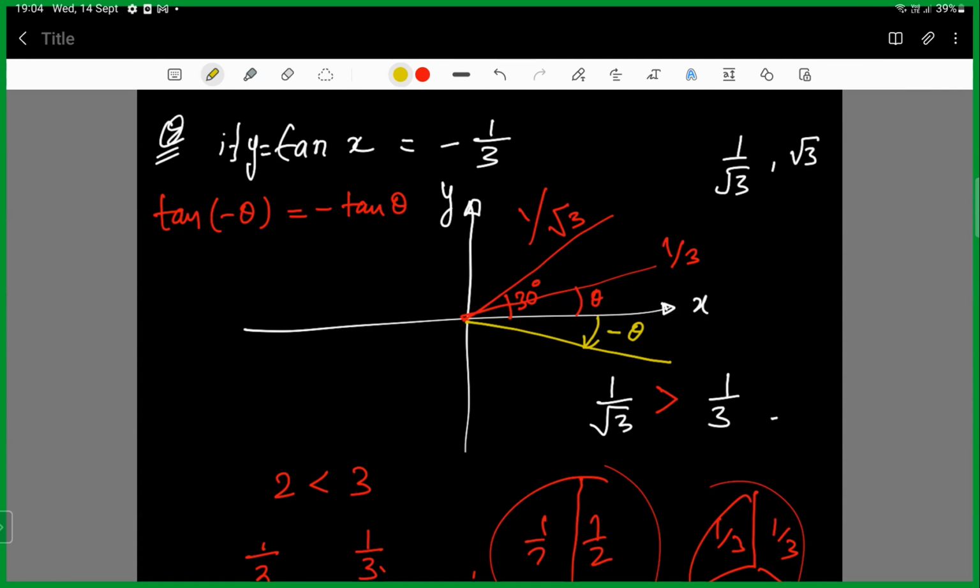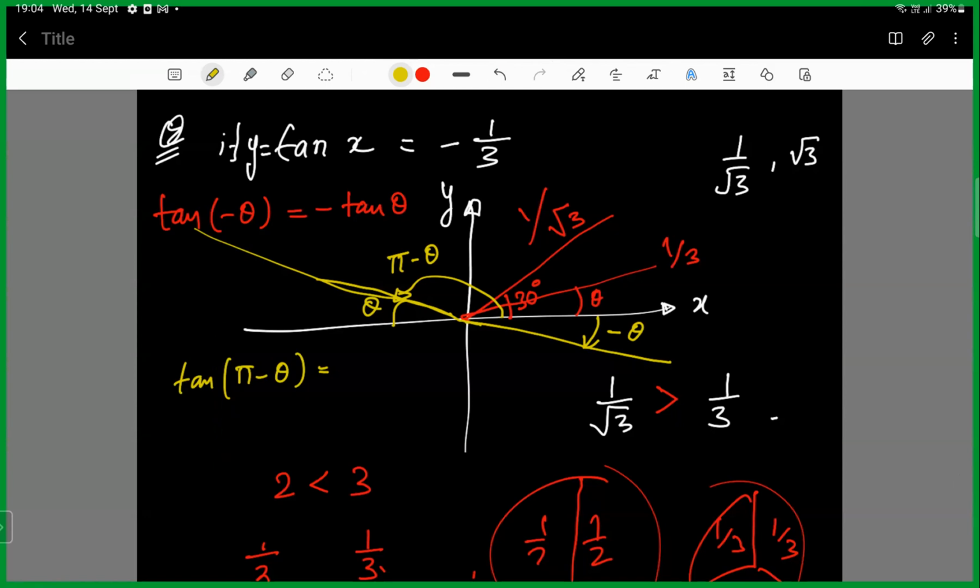See, if you take this value here as theta, right? Let's say this value is theta from this side. So what will be the angle? This is pi minus theta, right? So what is tan of pi minus theta? Minus tan theta, it is correct.